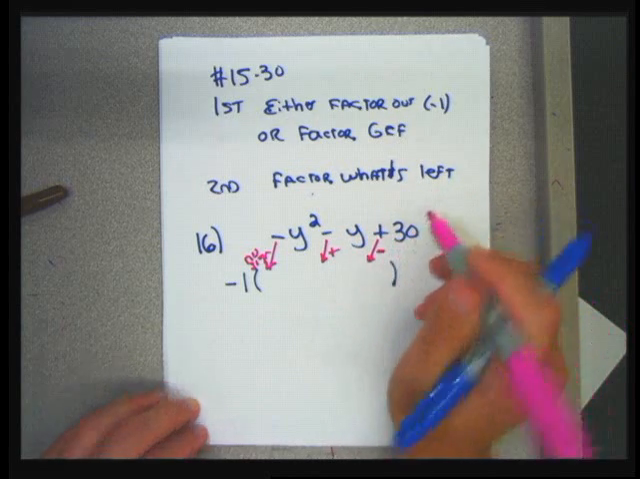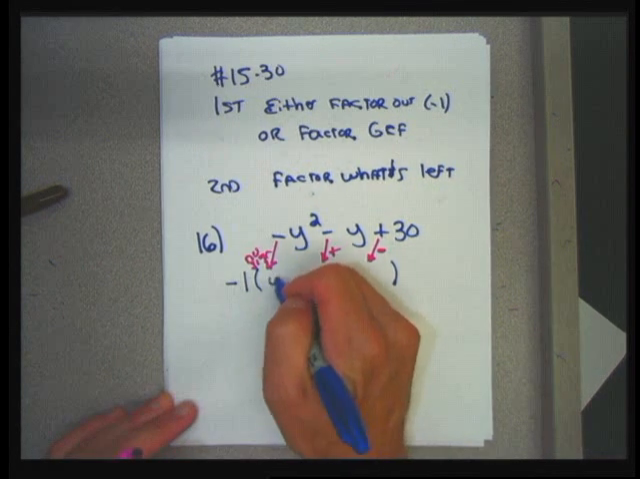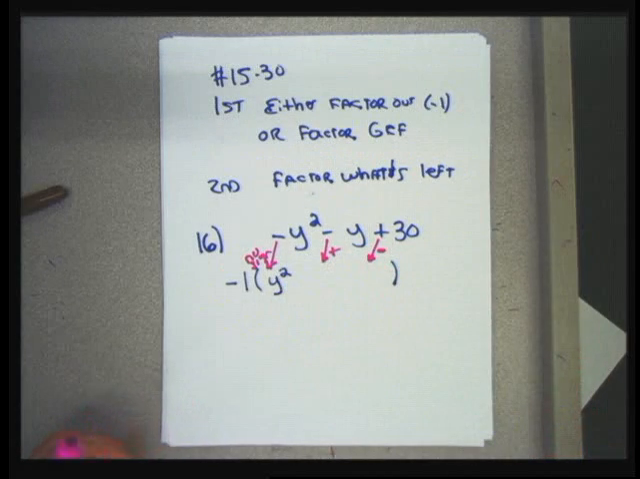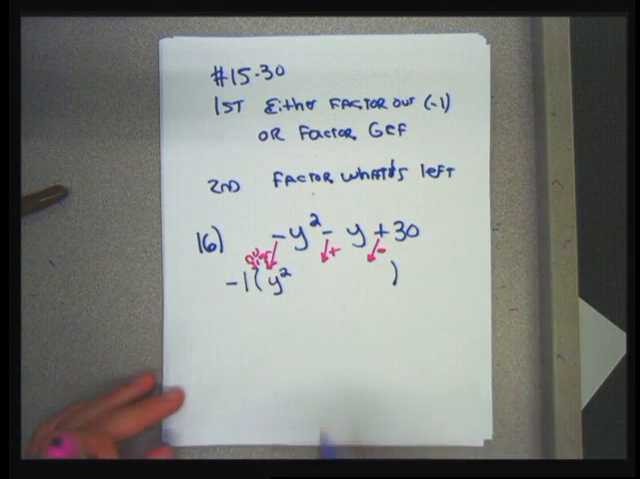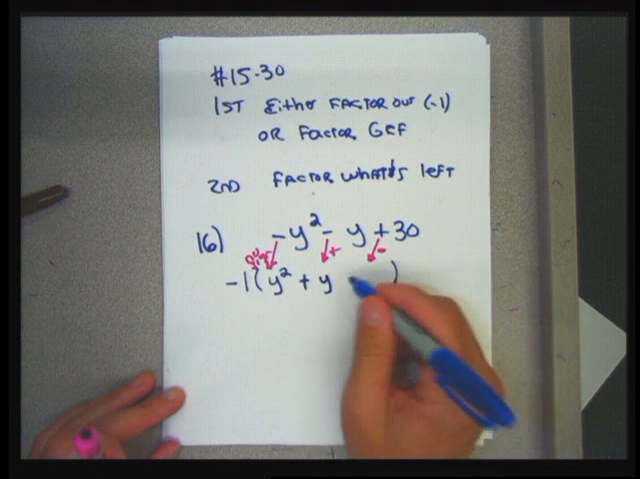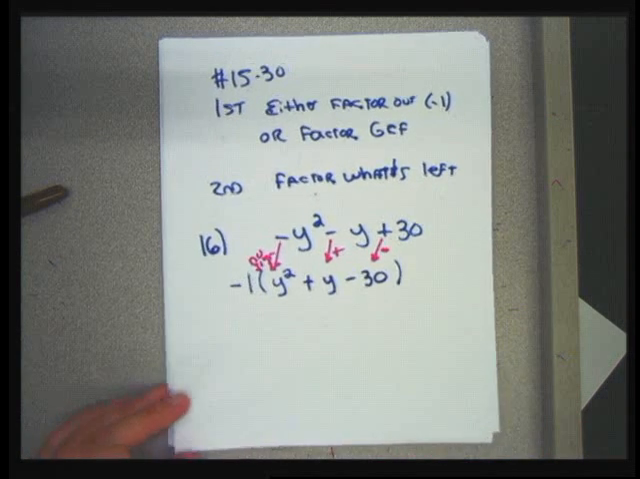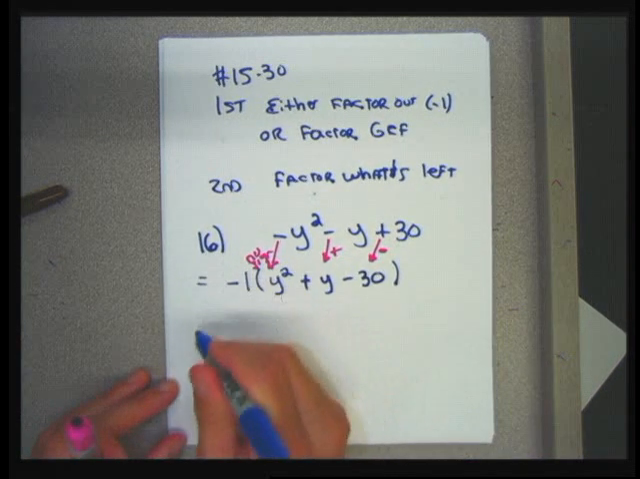When you factor out a negative or a negative 1, it causes the signs to flip. The negative in front of the y squared would flip to positive, but I generally don't write a positive if it's first, so I'm going to write a positive y squared. The negative that was in front of the y is going to flip to positive, and the positive that was in front of the 30 is going to flip to negative. So that's the beginnings of this problem 16.